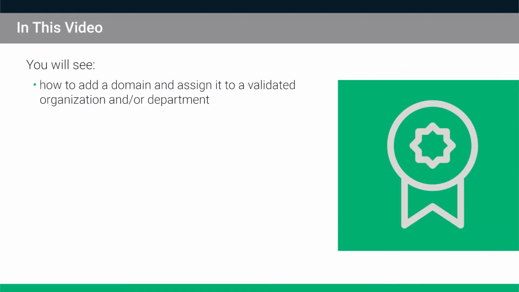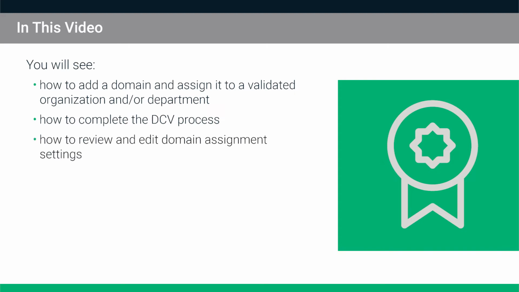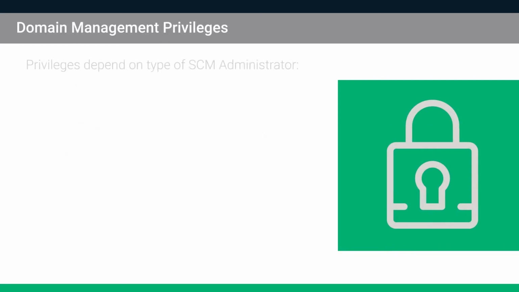In this video, you will see how to add a domain and assign it to a validated organization and/or department, how to complete the domain control validation or DCV process, and how to review or change domain assignments later if you need to. Your domain management privileges depend on the type of SCM administrator you are.